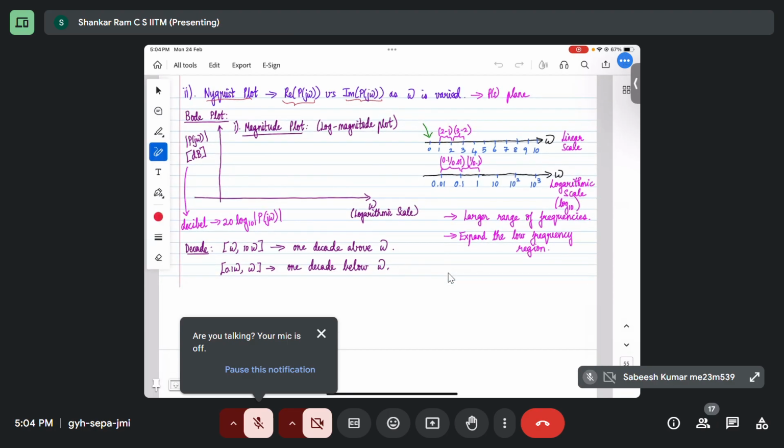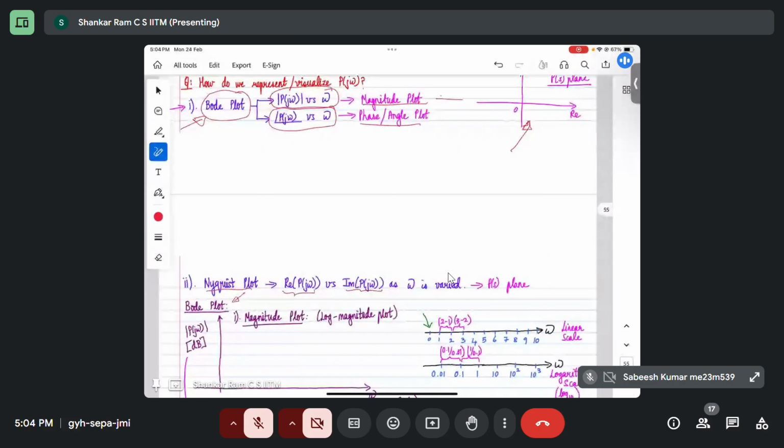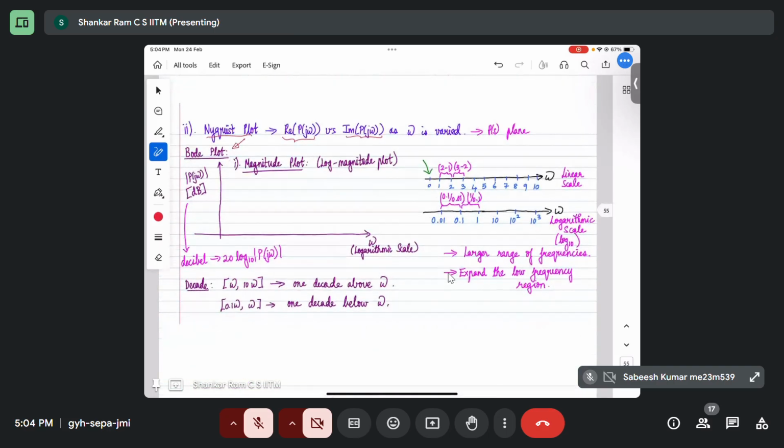Okay, so we are going to learn about the Bode plot. So as we learned, it has two plots. What is called a magnitude plot, which plots the magnitude of the sinusoidal transfer function P of j omega against the frequency omega, and the phase plot, or the angle plot, where we plot the angle of P of j omega against omega.